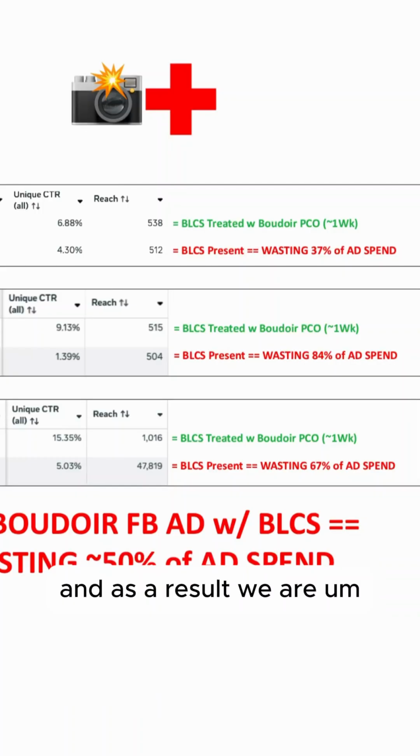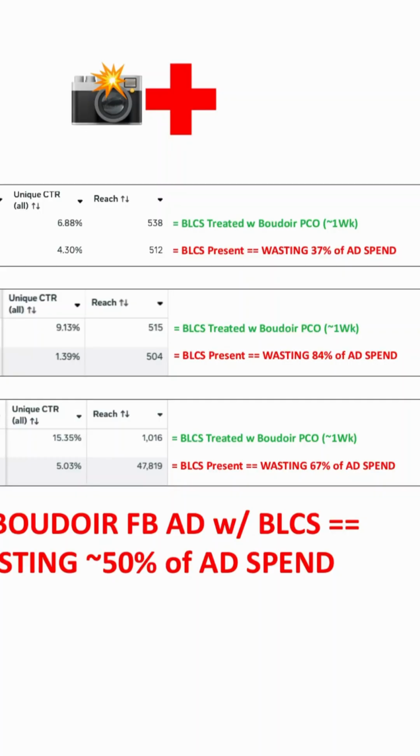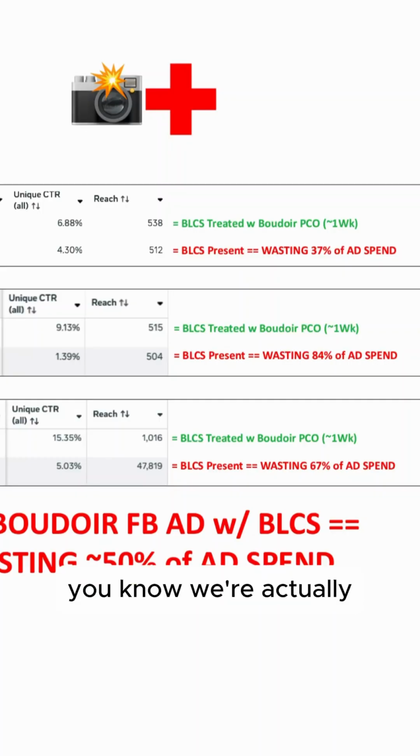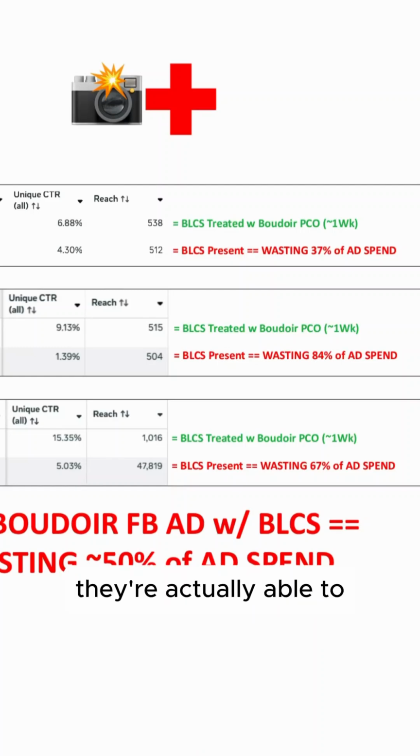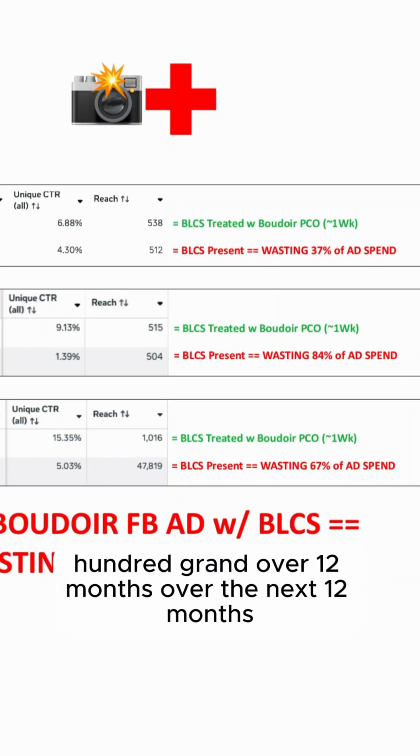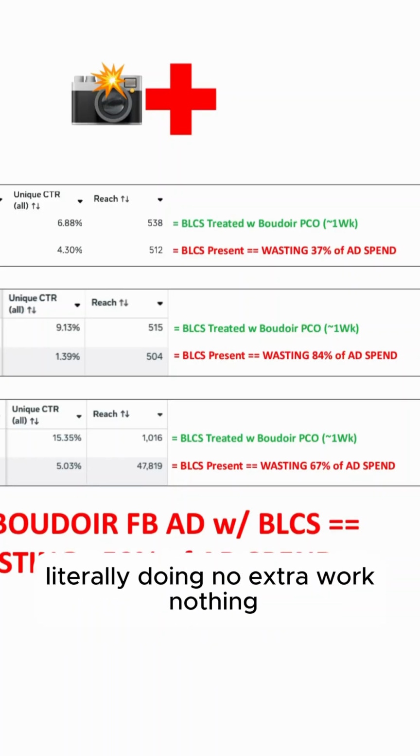And as a result, they're actually able to keep that 8,400 bucks a month, which is like 100 grand over the next 12 months, literally doing no extra work, nothing.